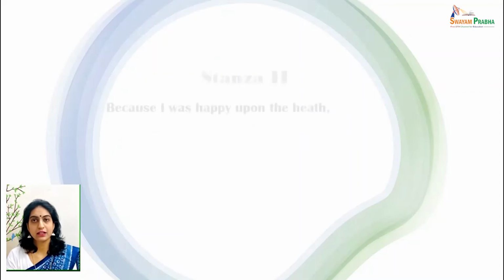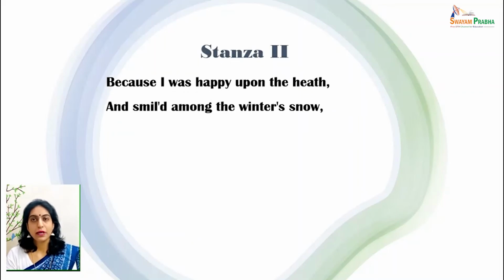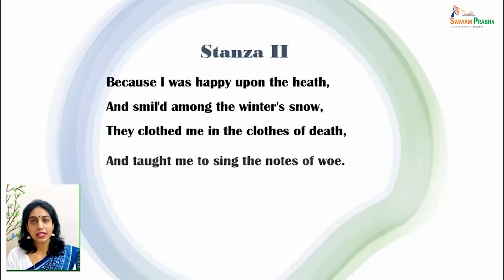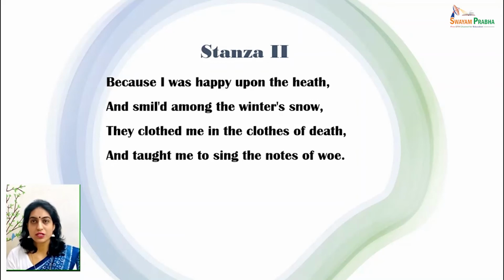Now, the next stanza reads as, "Because I was happy upon the heath and smiled among the winter's snow, they clothed me in the clothes of death and taught me to sing the notes of woe." Again, here we know that the narrator is a chimney sweeper boy. So he says, recollecting his past when he would live in a countryside on some green landscape, that because he was happy on the heath, so heath is the green field here, and smiled among the winter's snow.